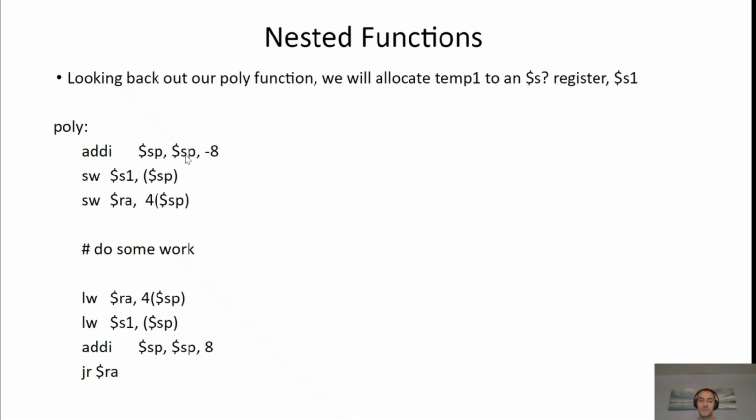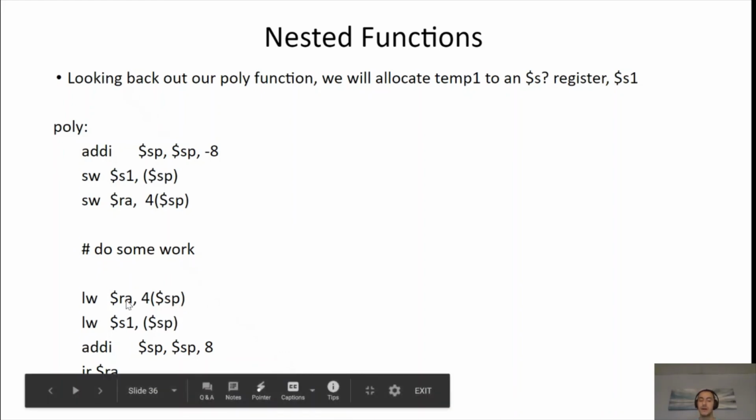Before, if you remember, we had only the RA and we were putting that on the stack. Now we are putting two values on the stack and running our code and the logic for the poly function. And then at the end, we are restoring these two values back to where they were before running this function. We are restoring the RA and we are restoring the S1 and updating the stack pointer. So basically, you are keeping your state.